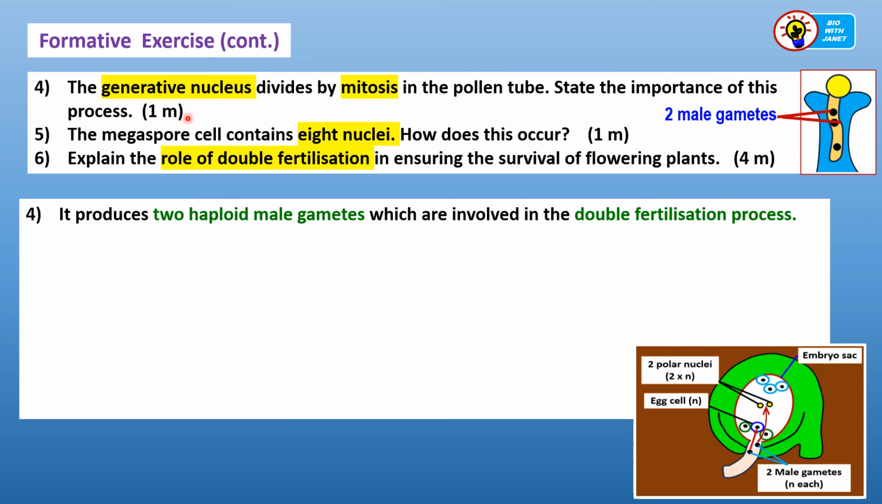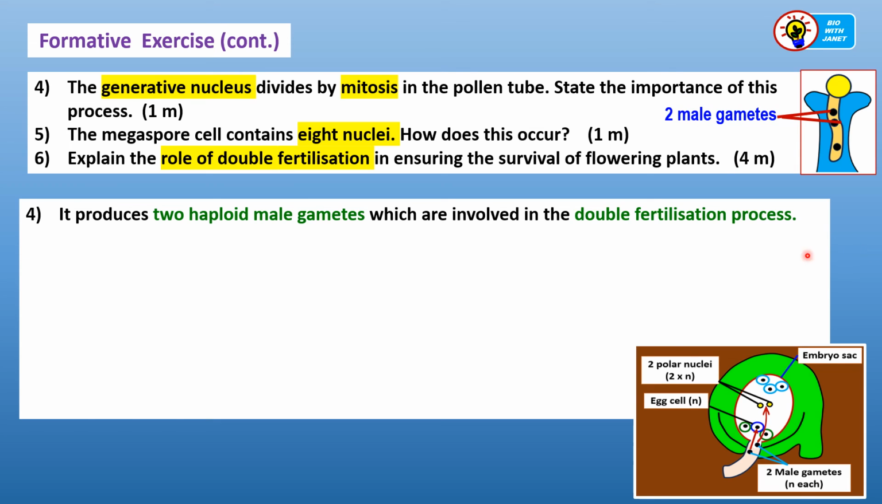So the first question: the generative nucleus divides by mitosis in the pollen tube. State the importance of this process. So to recall, the generative nucleus divides by mitosis when pollination has occurred. After pollination has occurred and the pollen grain is on the stigma, right, it grows a pollen tube, and during this time the generative nucleus will divide by mitosis. So what is the importance of this process?